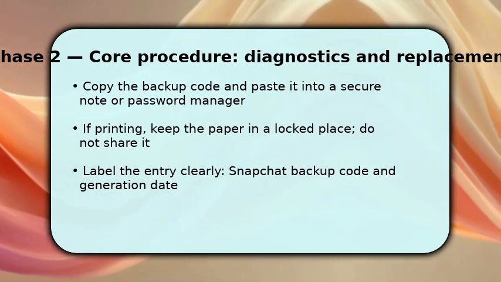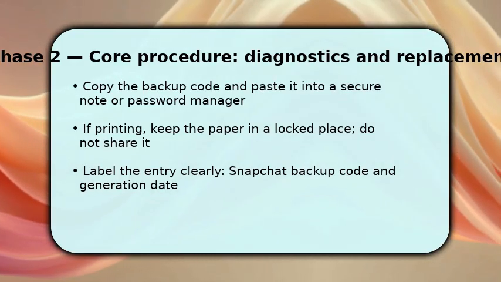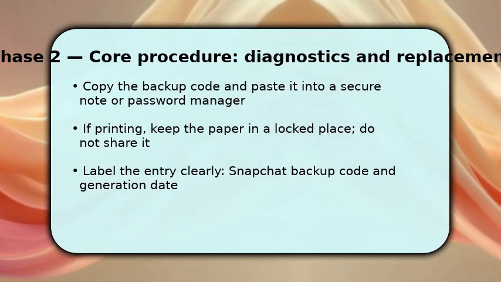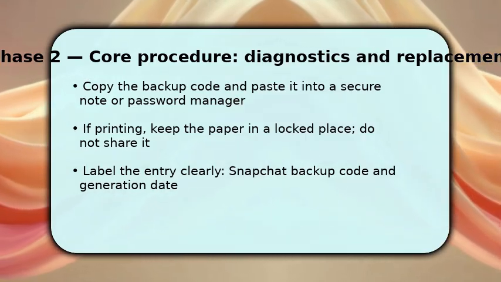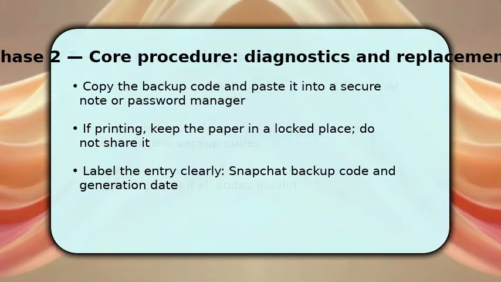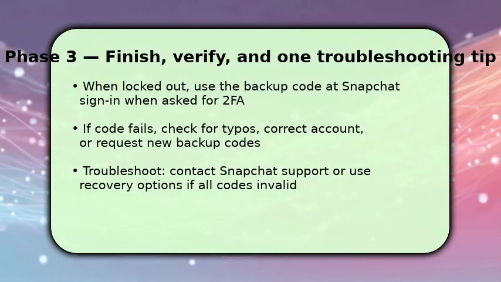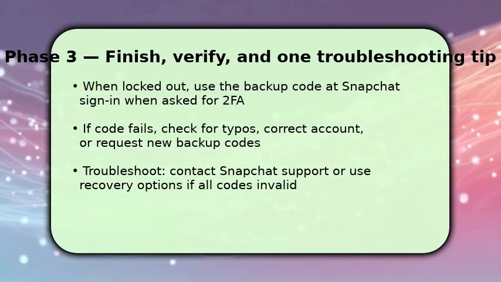Once done, label the item with Snapchat backup code and the generation date so you know when to refresh it. To complete recovery, enter the backup code at the Snapchat two-factor prompt. This bypasses SMS or authenticator apps.